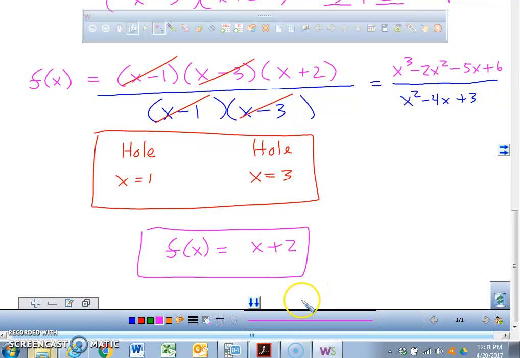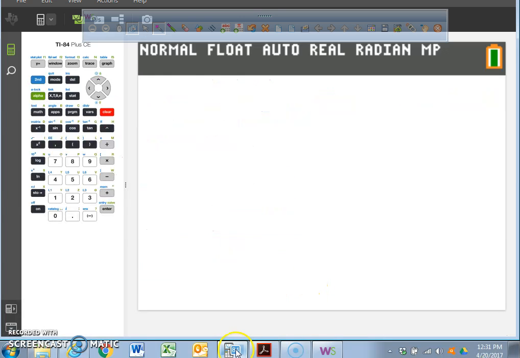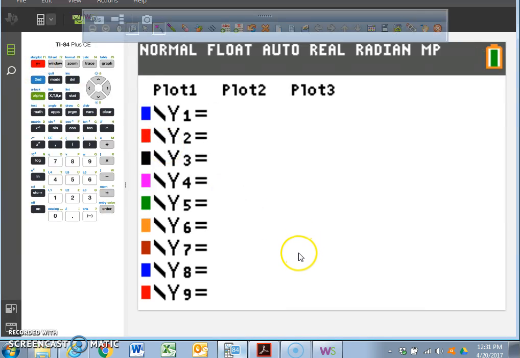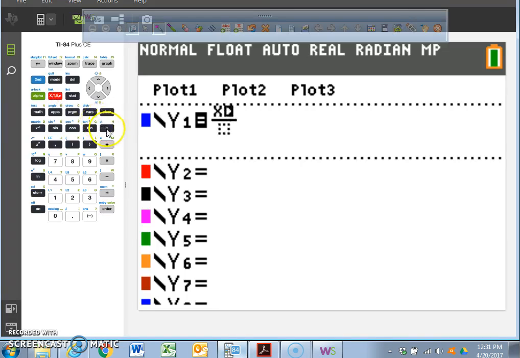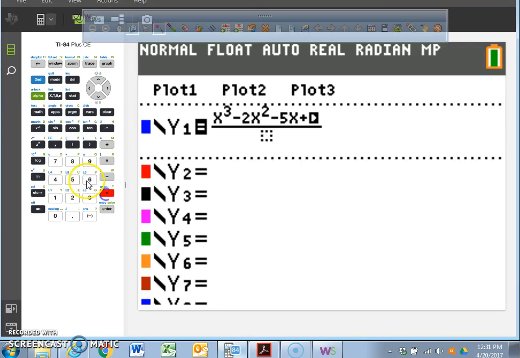So right now, we're going to go to the graphing calculator really quickly. We're going to type this in. Y equals, okay? We're going to hit alpha, y equals, enter. And we're going to type in x to the power of 3 minus 2x squared minus 5x plus 6. And in the denominator, we're going to type in x squared minus 4x plus 3. And when we hit graph, it's kind of funny.